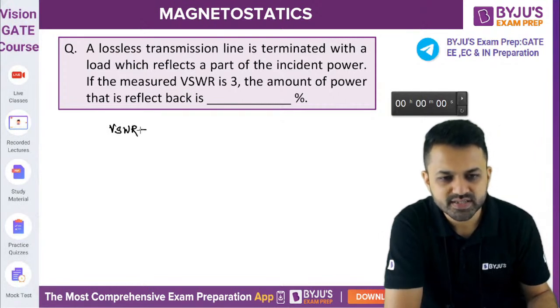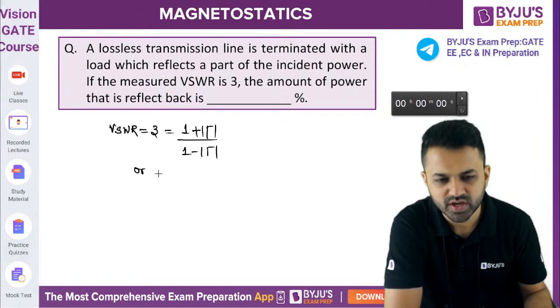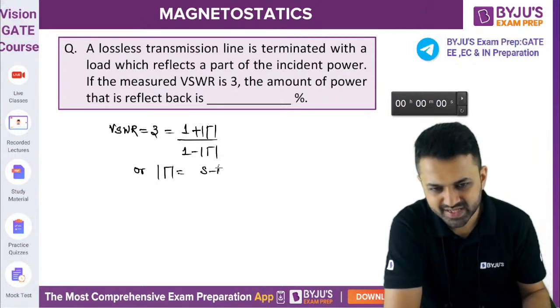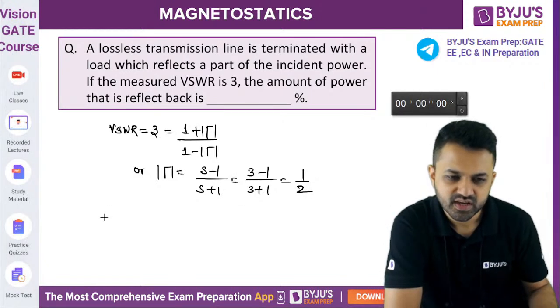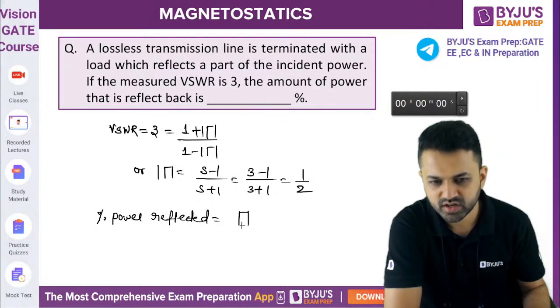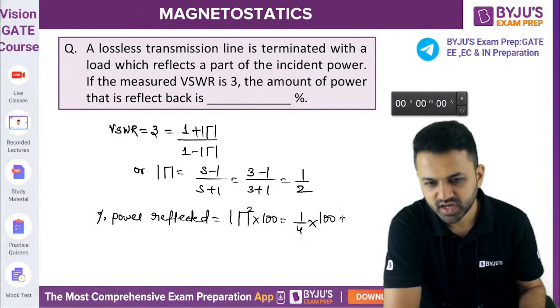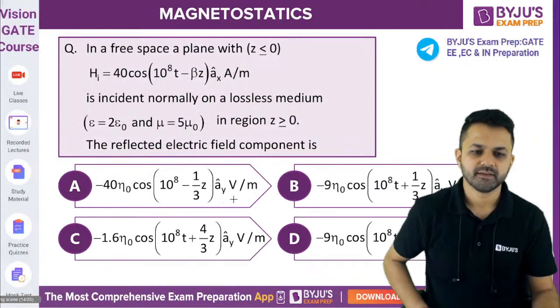So VSWR is 3. This is given as 1 plus mod gamma divided by 1 minus mod gamma, or you can also calculate the mod gamma value from S minus 1 divided by S plus 1, where S is VSWR. So 3 minus 1 upon 3 plus 1, this is 1 upon 2. The percentage power reflected is given by mod gamma square into 100. So it is 1 by 4 into 100 equals 25%. So the answer is 25%. Now answer this one.